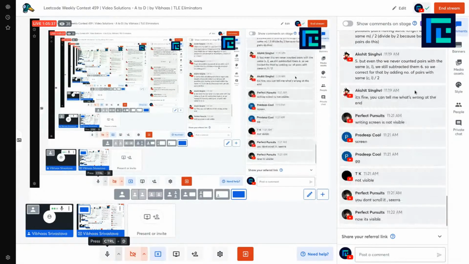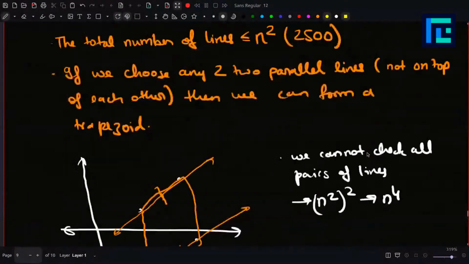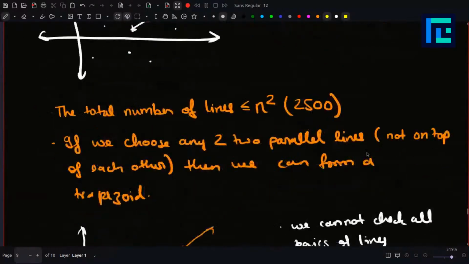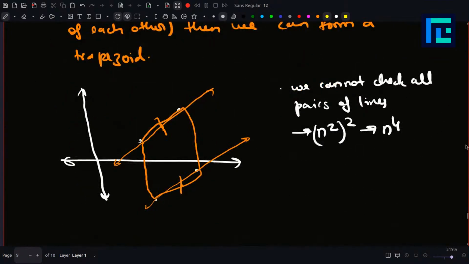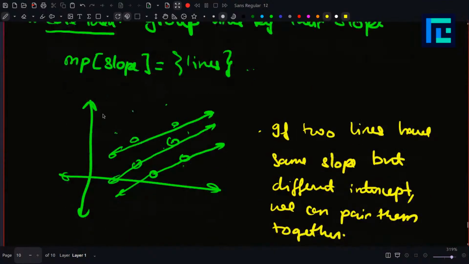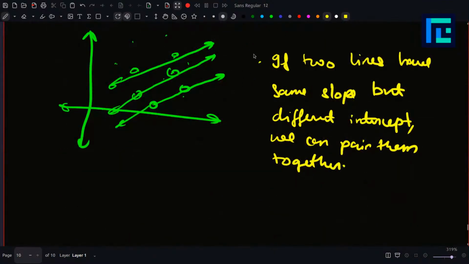Is it visible now? I'll just scroll up so you can see what I wrote. I wrote the total number of lines will be less than or equal to n squared, so we can find all the lines. But we cannot find all pairs of lines because that will become n to the power 4. Then I wrote we're going to group lines by the slope, and we use this observation that if two lines have the same slope but different intercept, we can pair them together and form a trapezoid.